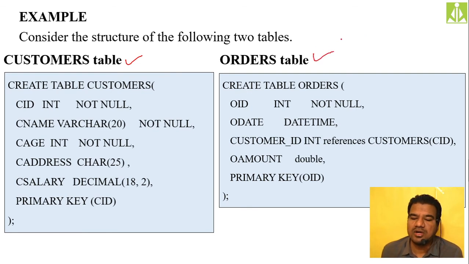So whatever order I am placing, for that order there should be an entry in the customer. Whatever order I am placing, immediately it will check for the customer ID over here, and that customer ID should match with a customer ID inside the customers table. Then only I can place the order.